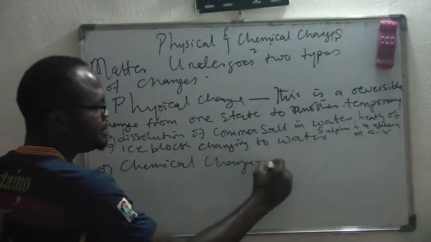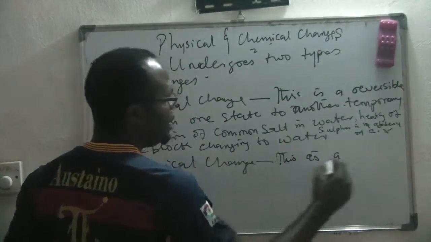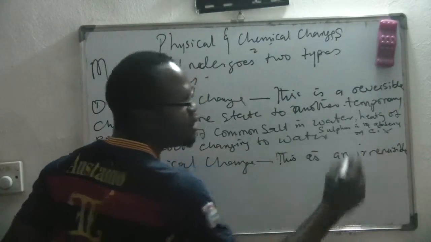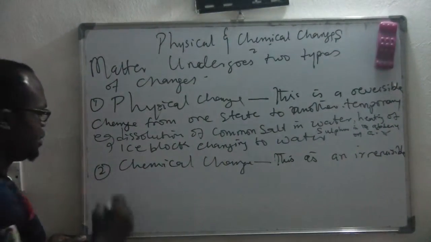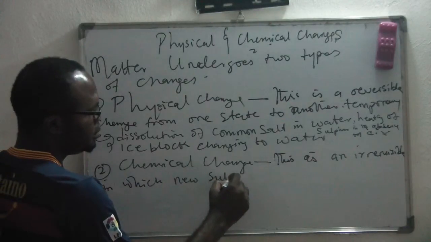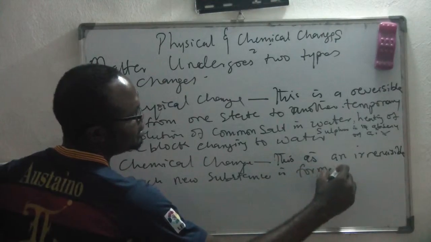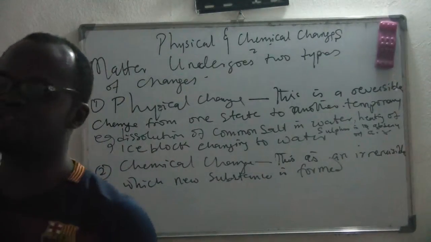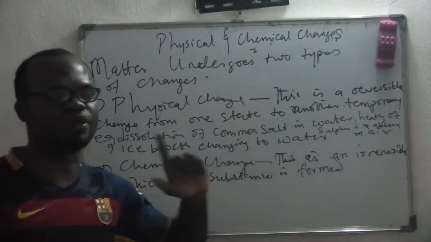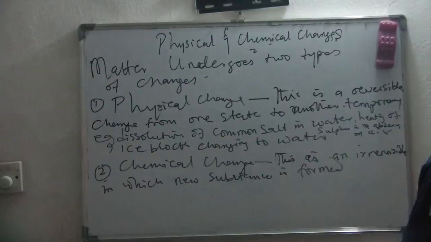Now, what is chemical change? This is an irreversible change. Chemical change is irreversible, in which a new substance is formed, or in which new substances are formed. You understand? Yes. In physical change, no new substance is formed, but in chemical change, new substances are formed. Is that clear? Yes.